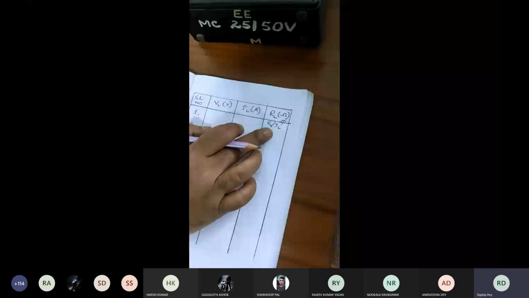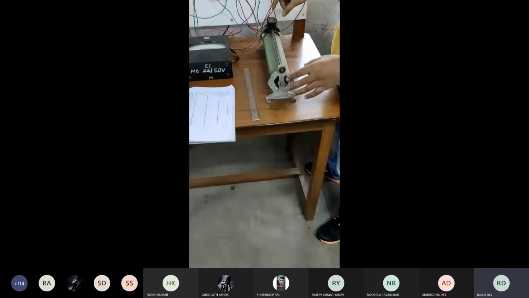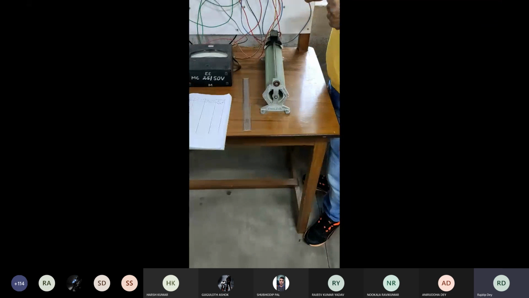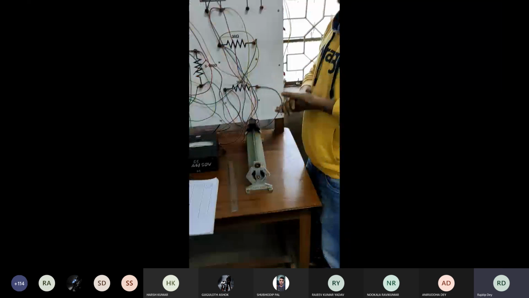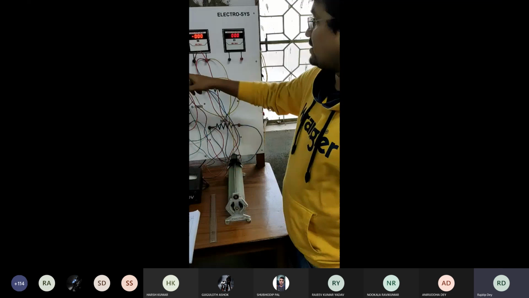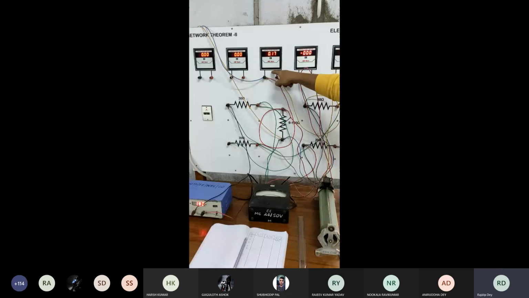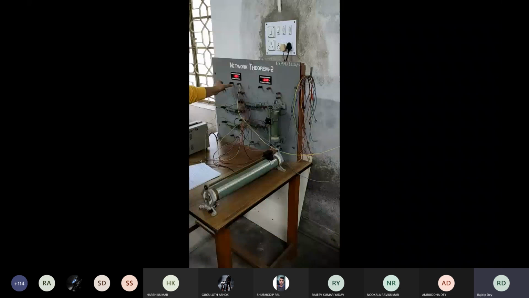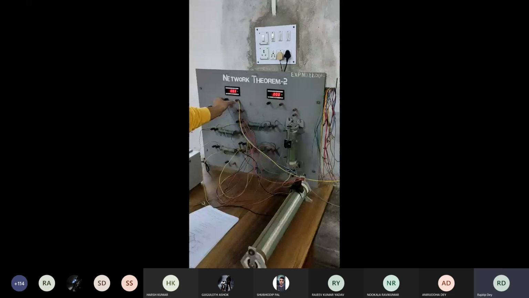So we'll see first. This is our total setup. So this is our load. What we are going to do? We are trying to vary this load, and accordingly the load voltage and load current will be varied. Now you can see this is our ammeter, which will give the load current value, and this is our voltmeter, which is giving the load voltage value.